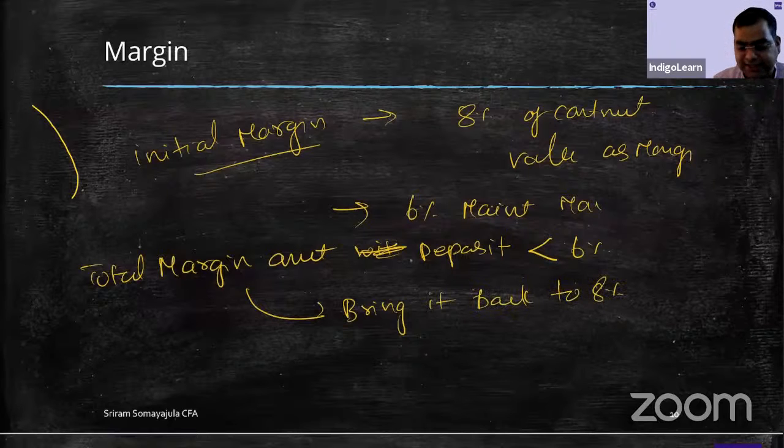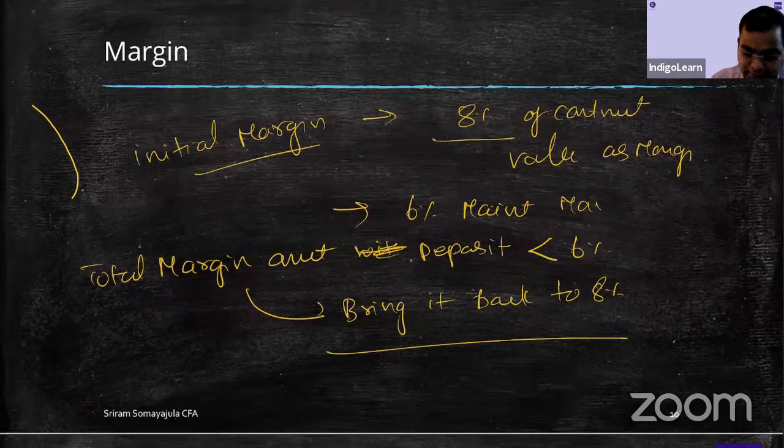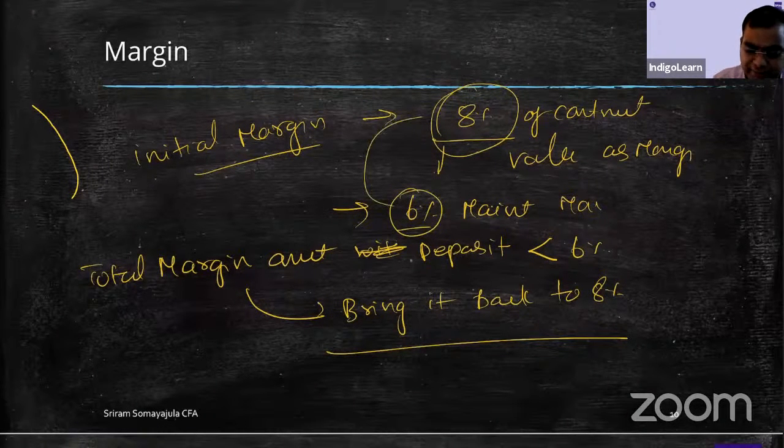So we will understand this when we solve a problem. For now, please understand this concept called initial margin, maintenance margin. Initial margin is whenever you enter into a contract, you put this 8%. Whatever gains or losses that you keep making will keep getting adjusted from this 8%. The moment it touches the lower level of 6, you are supposed to bring it back to 8.